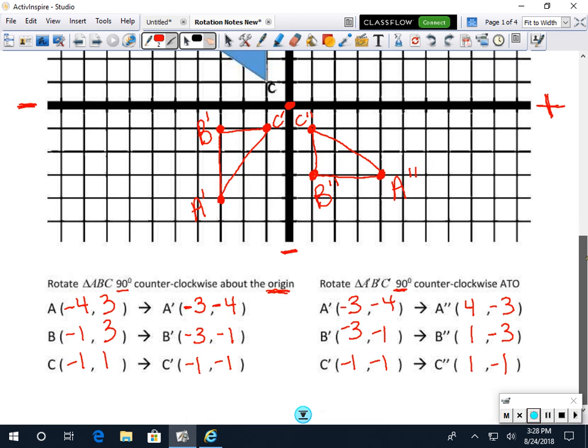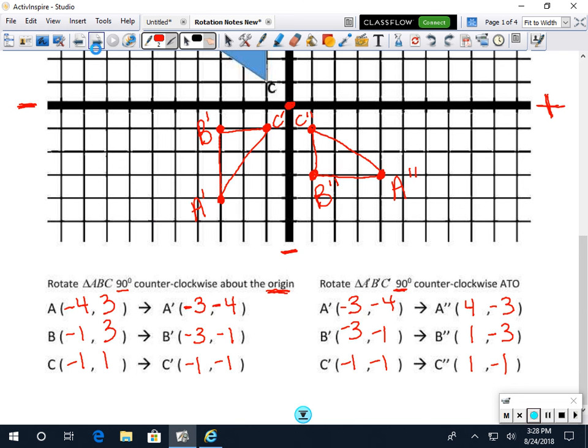Okay, what I want you to notice here, whenever I rotated it once, I switched the x and y. When I rotated it twice, the numbers did not change, but the signs did change. So whenever we do 2 rotations, which would be equal to 180 degrees, the signs will change, but the numbers will stay in the same place. If we rotate it once, 90 degrees, they switch.